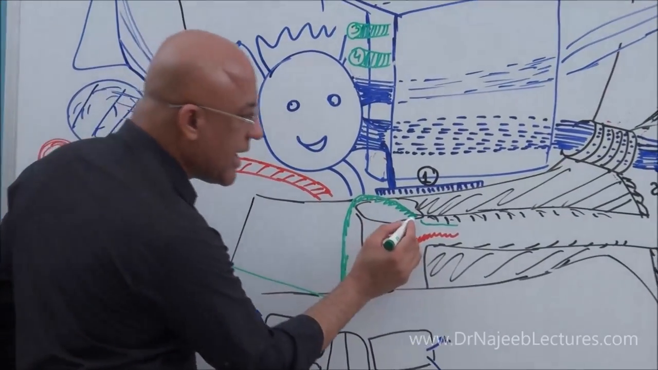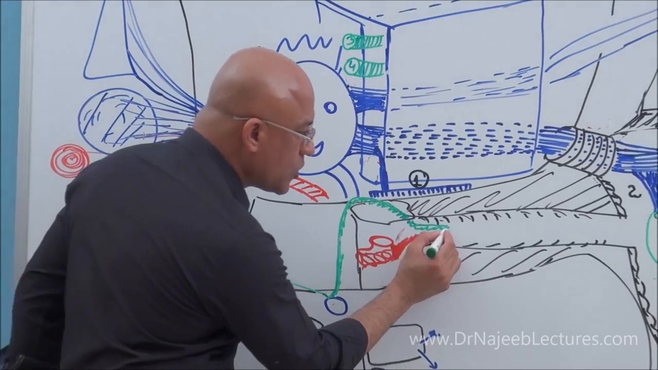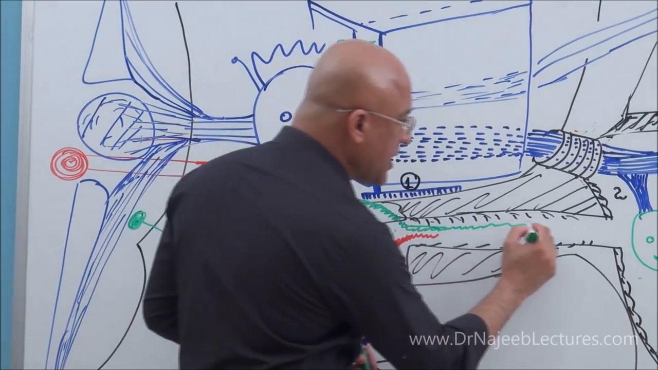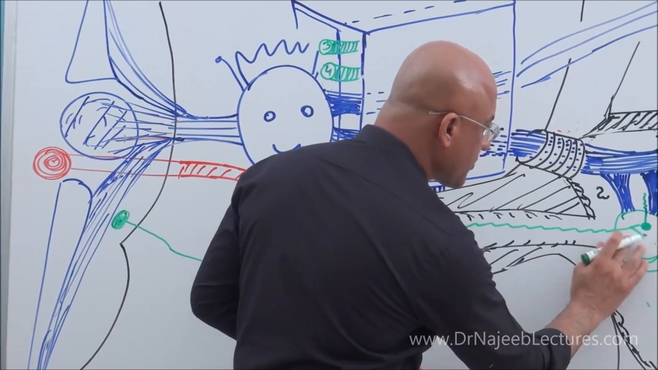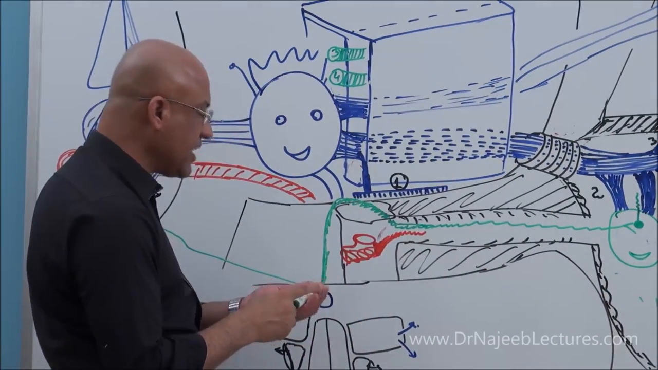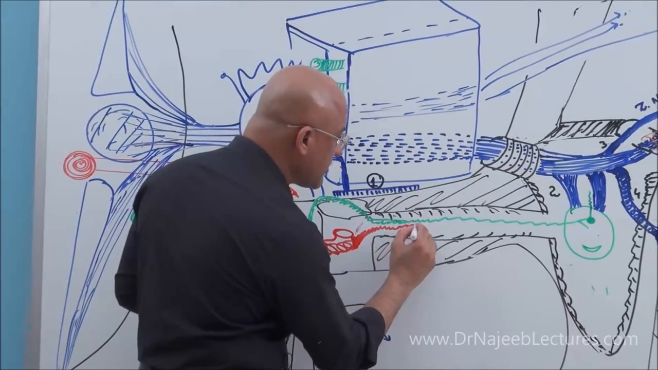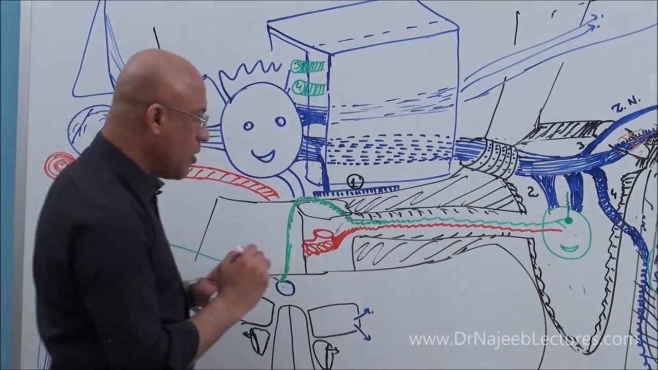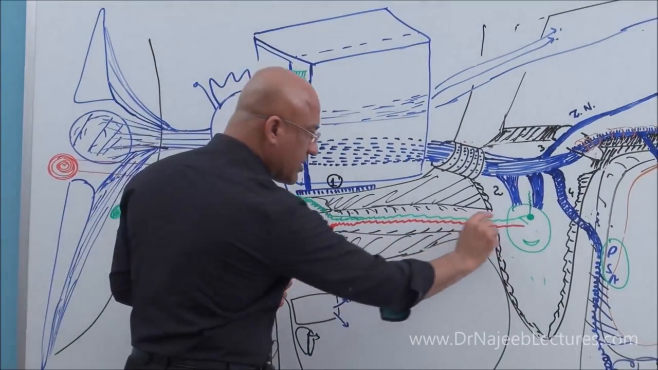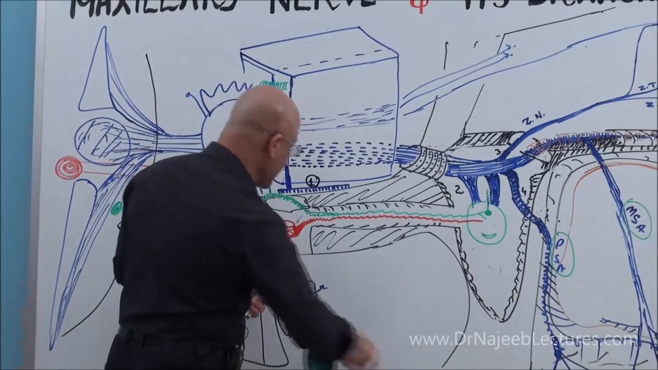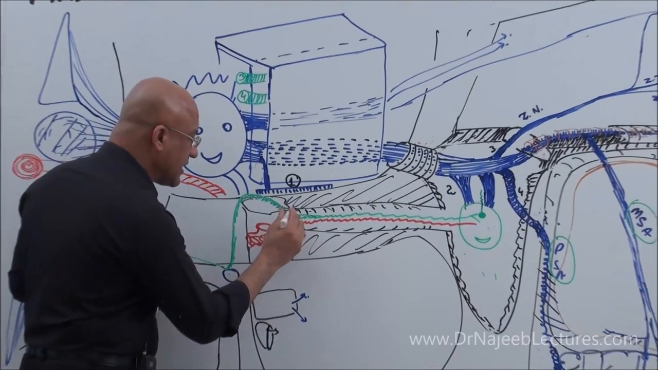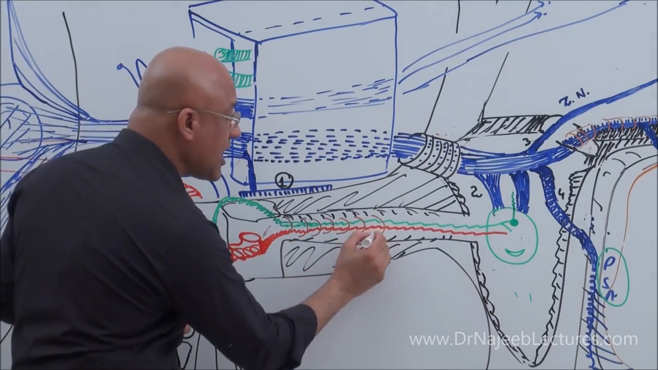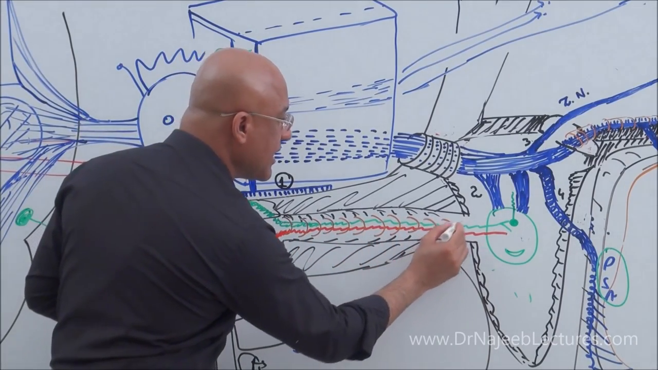The greater petrosal nerve. Here the greater petrosal nerve unites with the deep petrosal nerve. The greater petrosal nerve fibers are preganglionic parasympathetic fibers, and the deep petrosal nerve fibers going along with it are postganglionic sympathetic fibers. When both of them are passing through, what is this? The pterygoid canal. Both of them together are called the Vidian nerve, or nerve to the pterygoid canal.